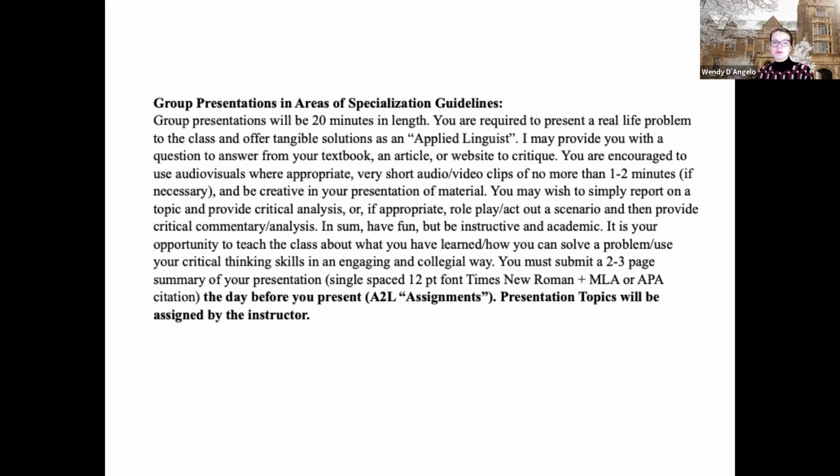You may wish to simply report on a topic and provide a critical analysis, or if appropriate, role play or act out a scenario and then provide critical commentary or analysis. And I think the operative word here is critical, because this is still an academic project. So it says, in sum, have fun, but be instructive and academic. It is your opportunity to teach the class about what you have learned and how you can solve a problem, right? Using your critical thinking skills and engaging in a collegial way.